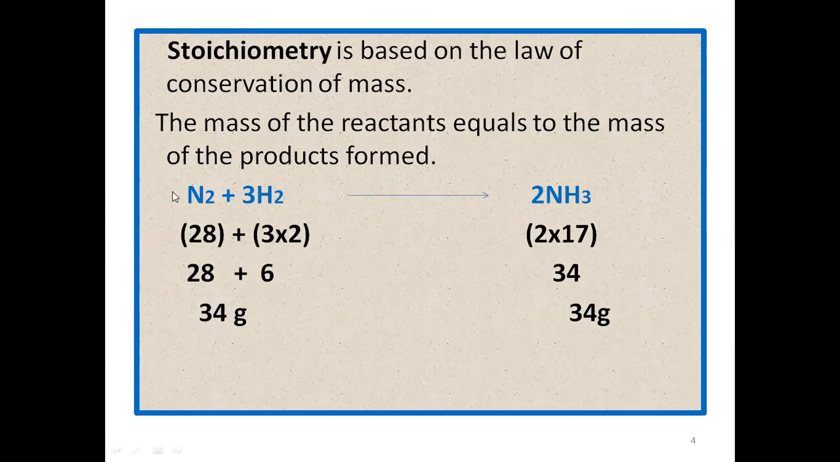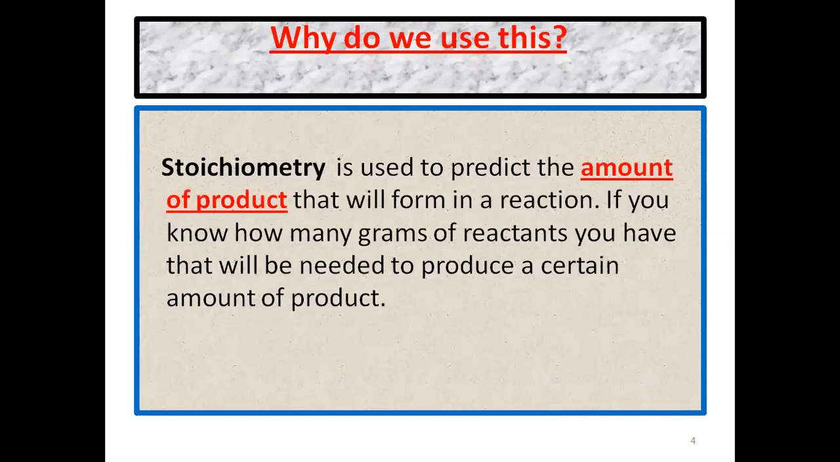We can see the example: we have nitrogen in the reaction having relative molecular mass 28. The mass of hydrogen used in the reaction is 6, and the amount of the product formed, that is ammonia, has mass 34. So when we calculate the masses of the reactants, it becomes 34 gram, and the mass of the ammonia formed is also 34 gram. So the mass of the reactants and the mass of the products in any chemical reaction remain the same. It means masses can never be changed, they remain conserved.